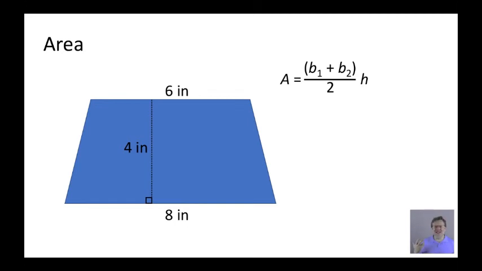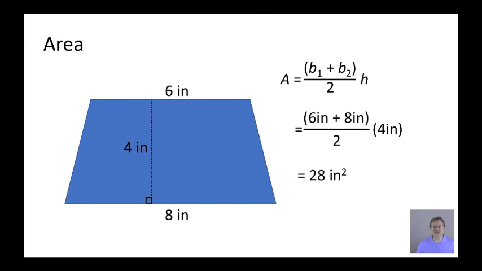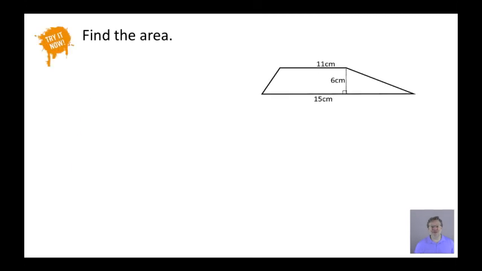You can perhaps see that more intuitively here. 6 inches on top, 8 inches on bottom. What's in between those 2 lengths? Well, it's 7 inches. That's the average of those 2 lengths. All right, so 7 inches times the height, which is 4 inches. 7 times 4 is 28. So it's actually 28 square inches. We've calculated the area of this trapezoid. In similar fashion, I'm giving you another trapezoid here to find the area of that. Take some time to do that.